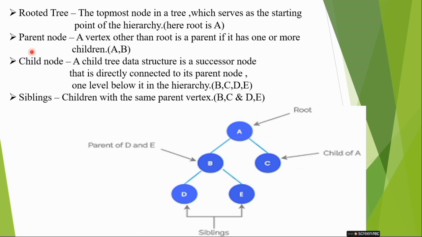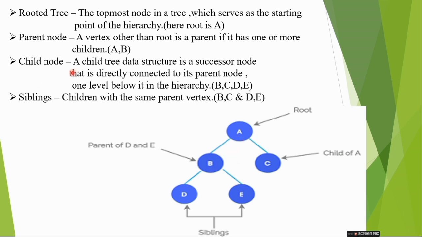Now next is parent node. A vertex other than the root node is a parent node if it has one or more children. Means if any node has one or more children, that is nothing but the parent node. The node which has children, that node is a parent node. So here, which node has children? Here A has two children, B and C. B has two children, D and E. So here parent nodes are A and B.